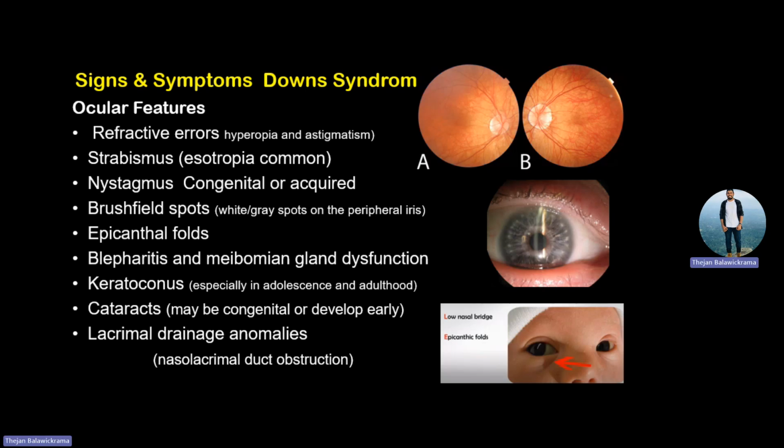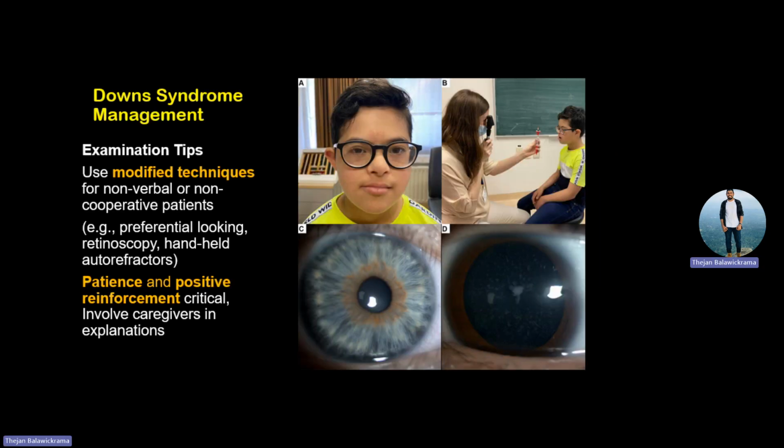So just remember the ocular features, and then Brushfield spots. You don't see them all the time. It's quite evident in blue irises. So these are the things that happen in Down syndrome babies. Refractive errors, they can also get keratoconus, and cataracts are very common in them. So what do you do?